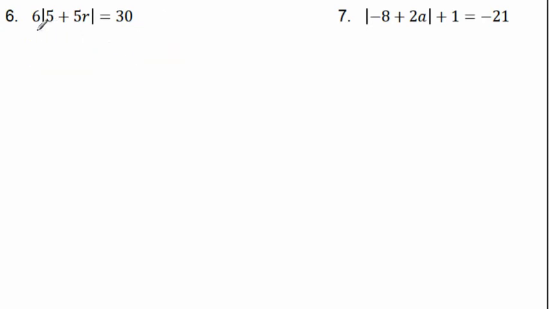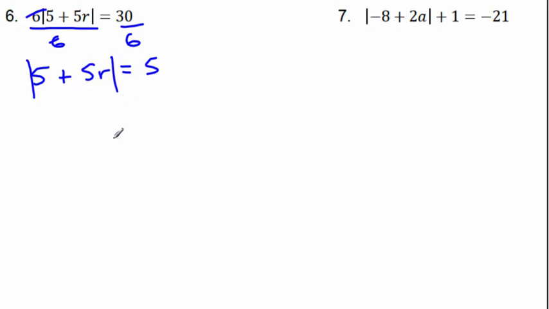All right, well, that's what we're doing right here, right now. We're going to divide by 6, both sides, and they would cancel. And everybody's happy. So we get 5 plus 5r is going to equal 5. There's a lot of 5s there. So, can't forget my absolute value signs. Awesome. The 5 is positive, so I can continue.